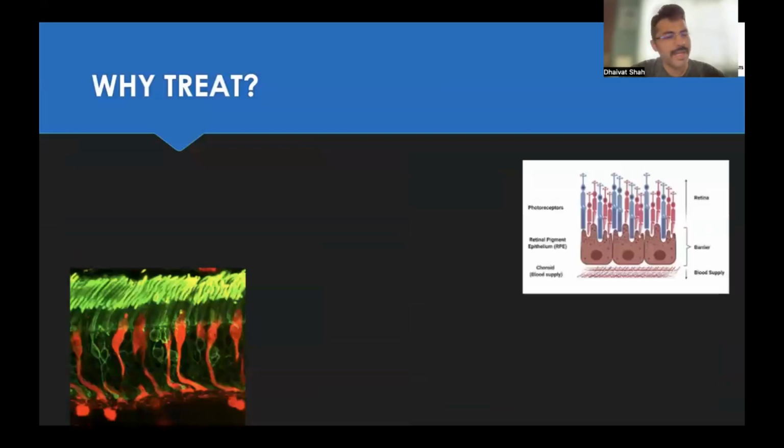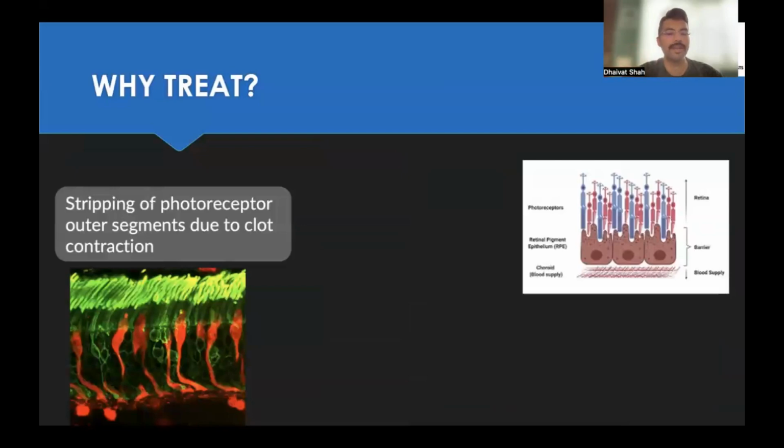Why do we need to treat these cases? So what happens is, when there is a submacular hemorrhage, the blood tends to accumulate between the RPE and the neurosensory retina. And over a period of time, there is clot retraction. And because of that, the photoreceptors get permanently damaged.